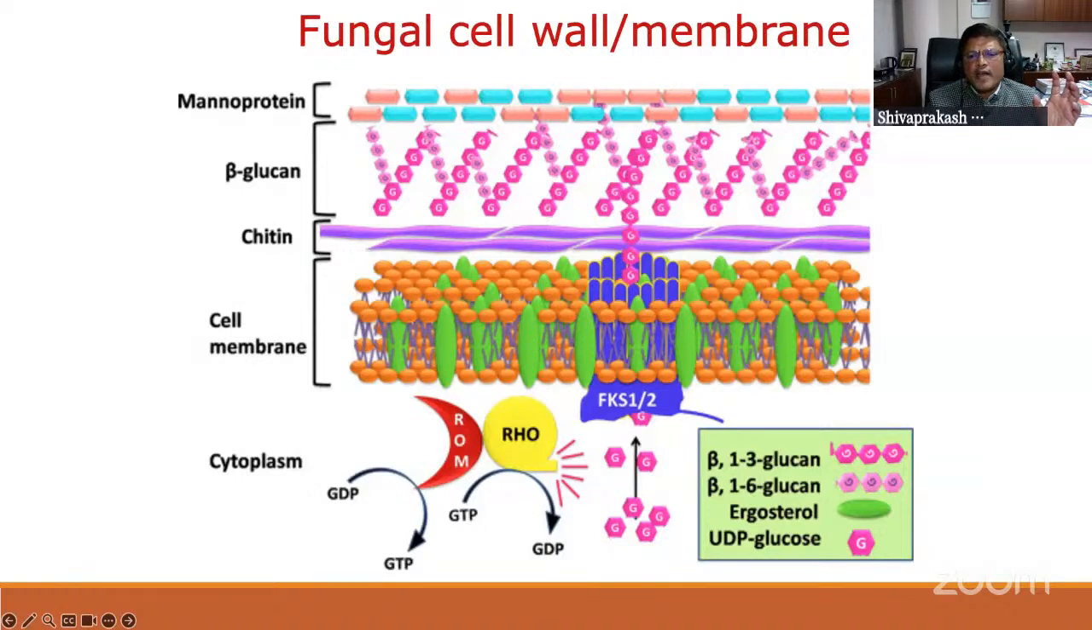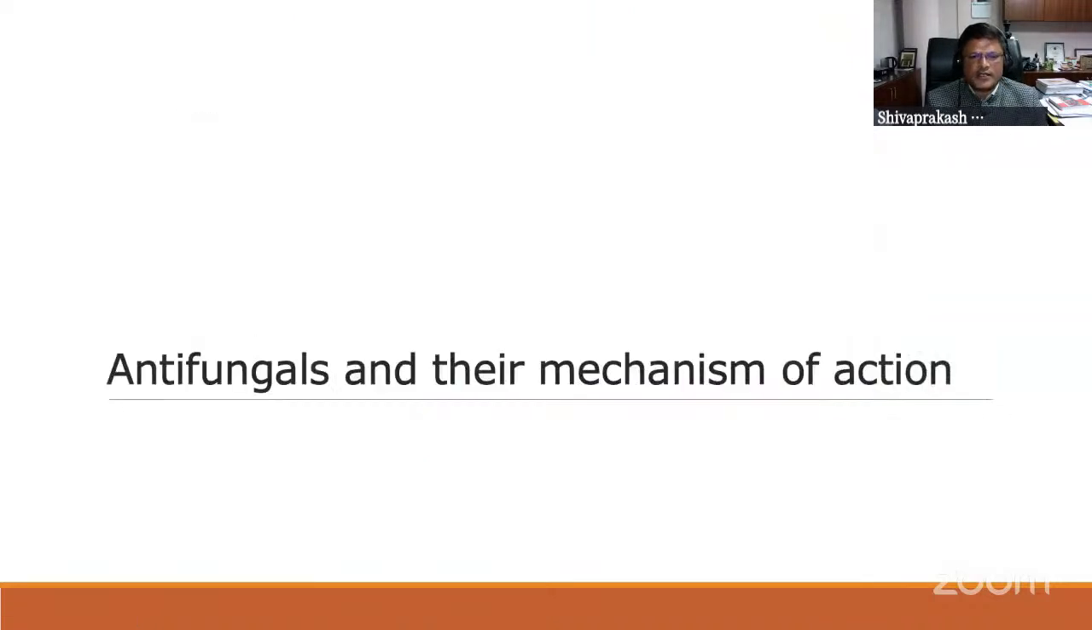The cell membrane has many enzymes. For example, you have ergosterol, an important component of the cell membrane. And you can see that FKS1 and FKS2 are the ones that produce beta-D-glucan. So you should understand this. Many antifungals will have an effect on FKS1 and beta-D-glucan, some on the cell membrane, and some will act on nucleic acid inhibition.